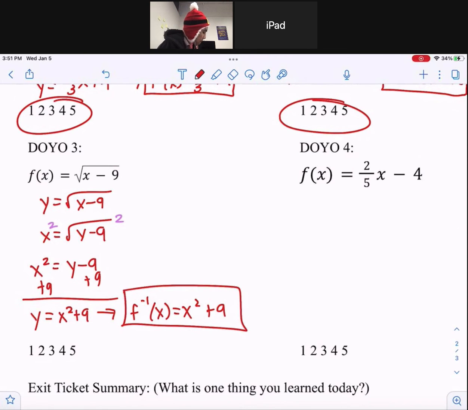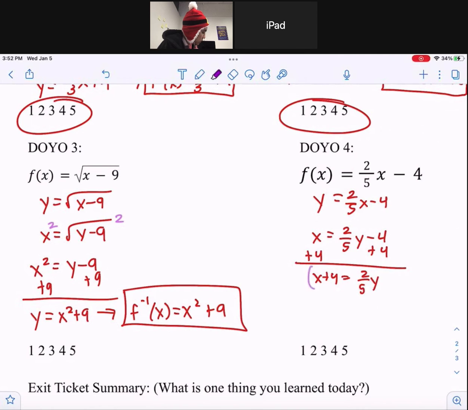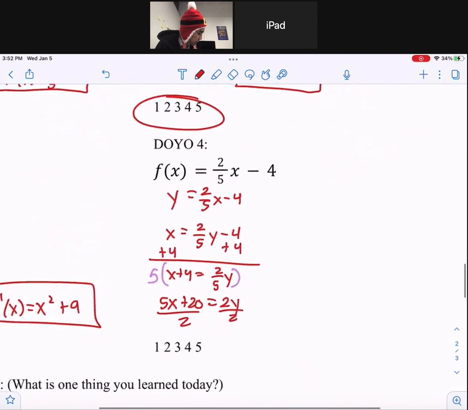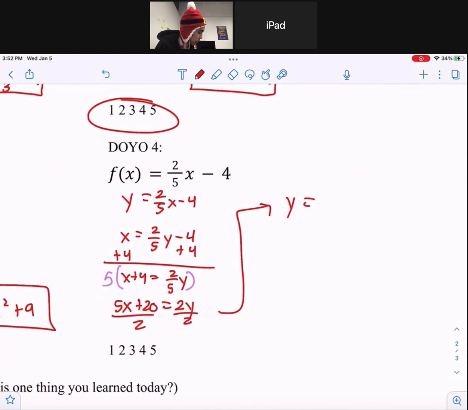Last problem, set it equal to y, switch the variables, solve for y. Add 4 to both sides. To get rid of that fraction, you have to multiply both sides by the denominator, which is 5. Distribute, 5 times x is 5x, 5 times 4 is 20. We get 2y, the 5 times 5 and divide by 5, they cancel. And then divide both sides by 2. y is going to equal 5 over 2x plus 10, and that is your inverse function.